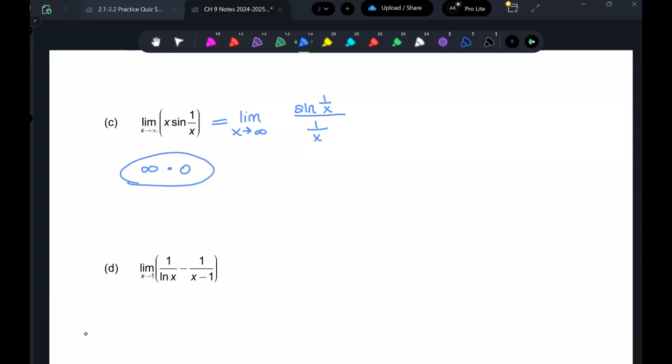Now, what have I done in this process? I've made it 0 over 0. Now that it's in the 0 over 0 form, I can do L'Hopital's rule.